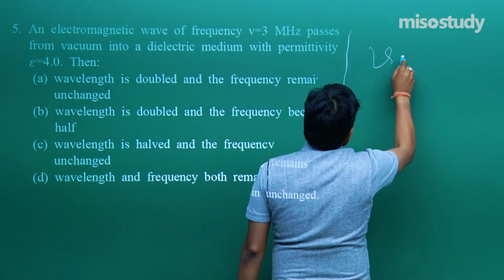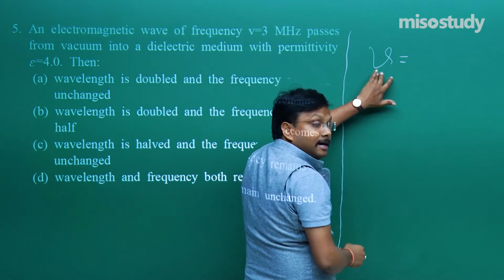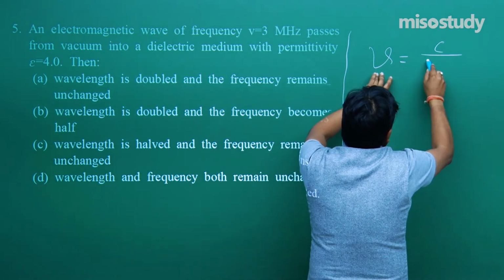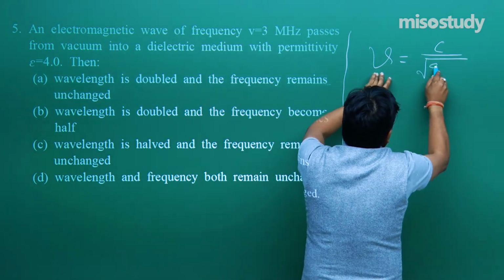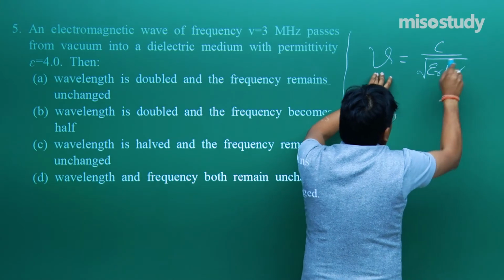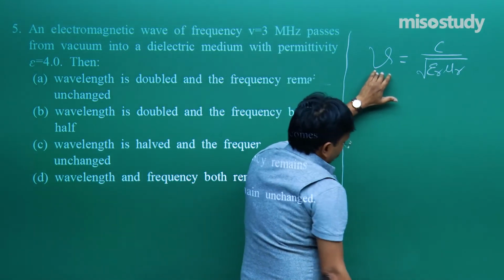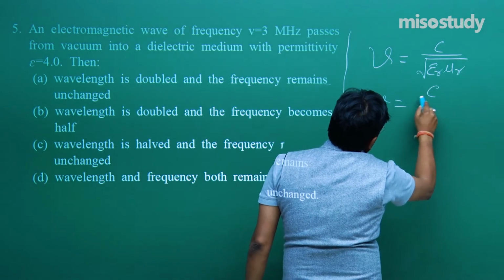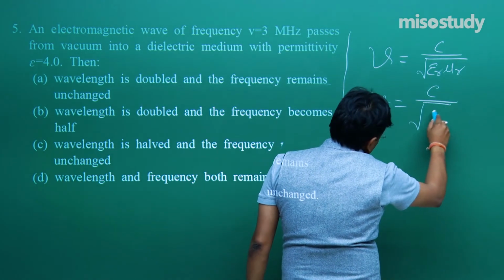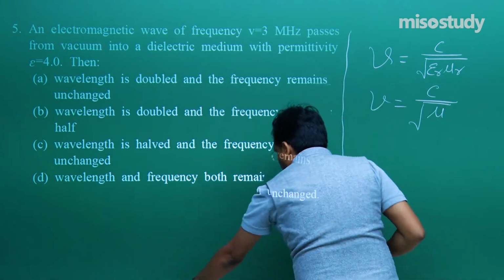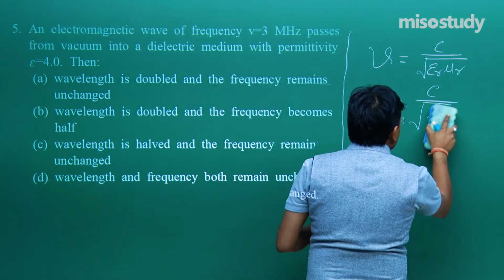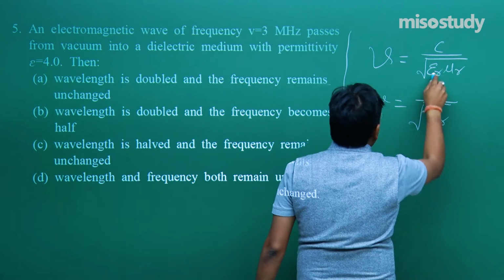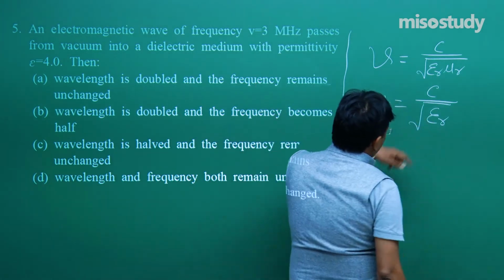So V is the velocity of light in any medium, that is C upon under root epsilon r mu r. Fine. Now from here what can I write down? I can write down V is equal to C upon under root epsilon r. Epsilon r is given. Fine. Now put the value of epsilon r.